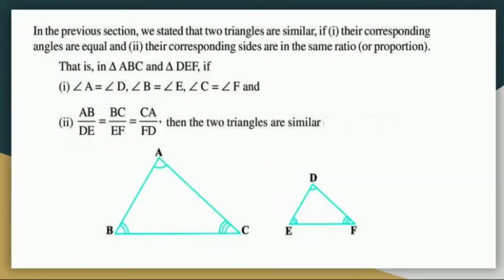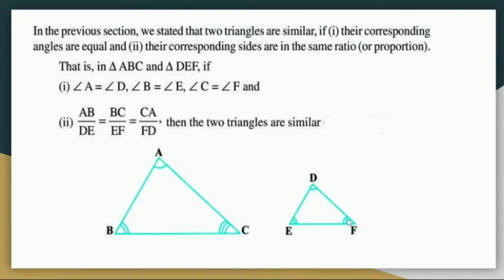In the previous section, it was stated that two triangles are similar if their corresponding angles are equal and their corresponding sides are in the same ratio or in proportion. That is, if I take triangle ABC and triangle DEF, they both will be similar if angle A is equal to angle D, angle B equal to angle E, angle C equal to angle F, and also I have AB upon DE equal to BC upon EF, which will be equal to AC upon DF. If all these six conditions are fulfilled, we have done that the triangles are going to be similar.